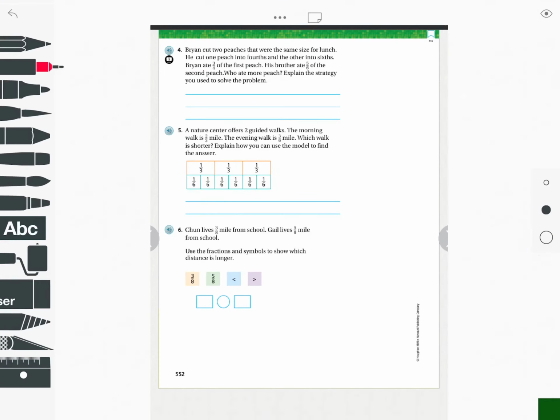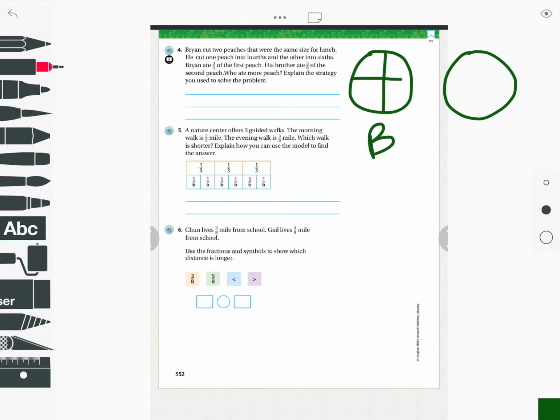Brian can cut 2 peaches that were the same size for lunch. He can cut 1 peach into 4ths and the other into 6. I'm drawing the same size peaches, okay? Brian ate 3/4, so I'm going to label this one Brian, and he ate 3/4, so I'm going to shade in 3/4. It says that his brother ate 5/6, so I'm going to put bro for brother. And he ate 5/6 of this.